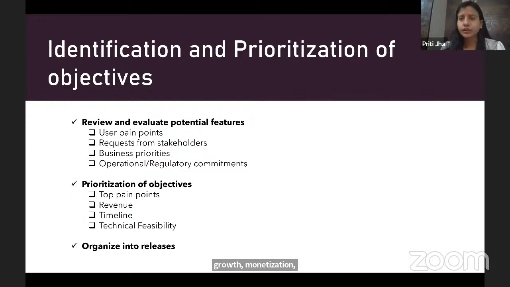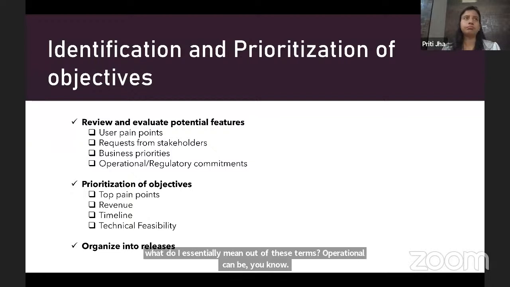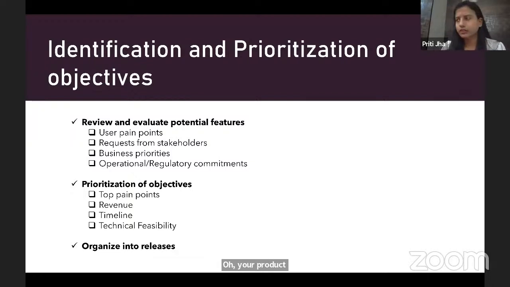The last kind of area from where you can get these requirements or potential features is the one wherein it can be either operational or regulatory commitments. Now, what do I essentially mean by these terms? Operational can be, your product is out there in the market, it's running well and good, but there are certain aspects in the product which are broken. For example, my users are not able to add products to the wish list. The wish list feature is broken. There's some bug because of some deployment that had happened in the recent past. Now that becomes an operational feature.